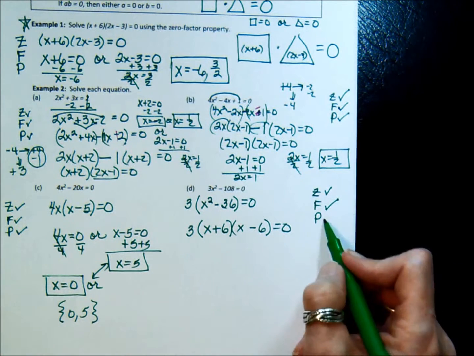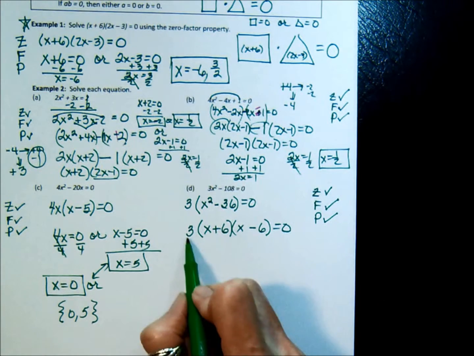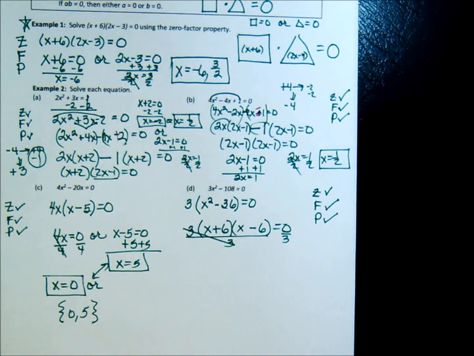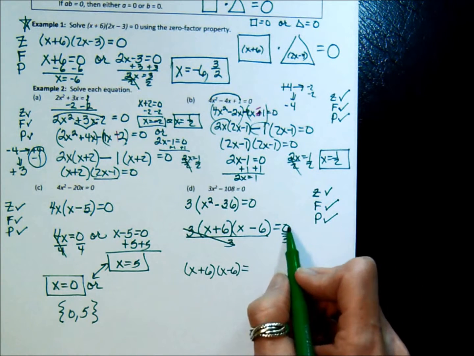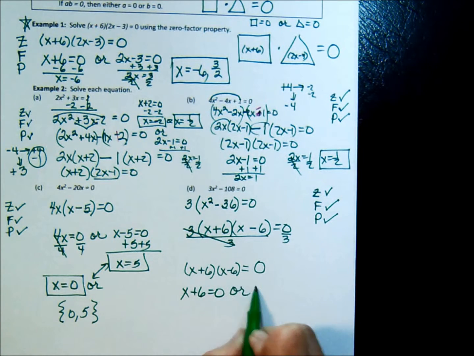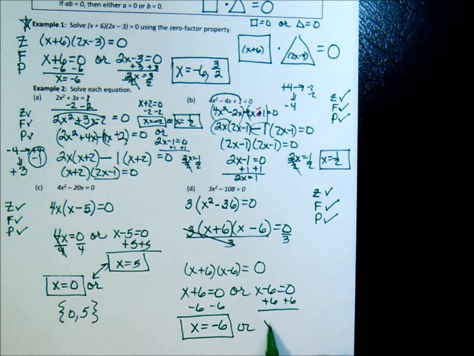Now I'm ready to apply the property by setting each factor equal to 0. But what do we do with that 3? It's very easy. I'm going to divide both sides by 3 to get rid of it. So I've got x plus 6 times x minus 6 equals 0 divided by 3 is 0. Now I set each factor equal to 0, and I solve each of those little equations, getting x equals negative 6 or x equals positive 6. And again, I have my two answers in solving my equation.